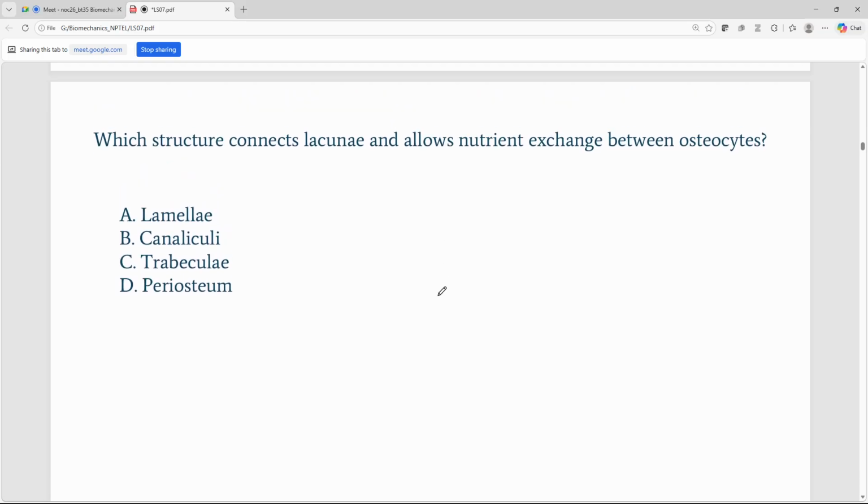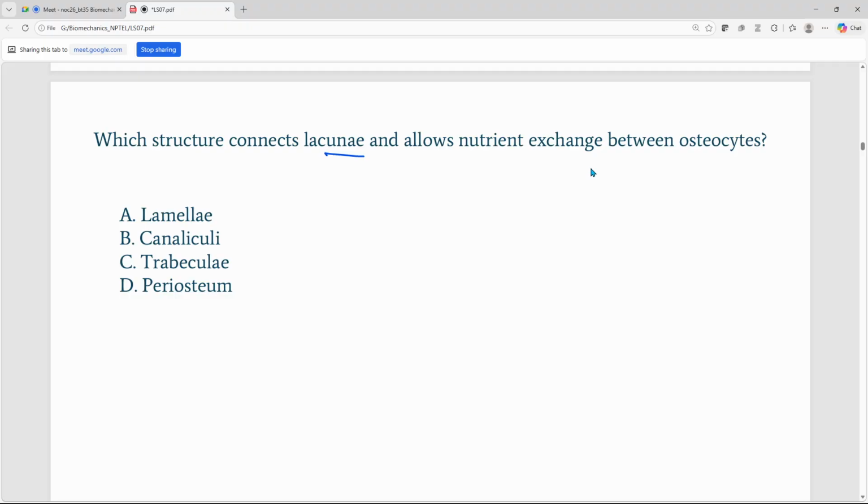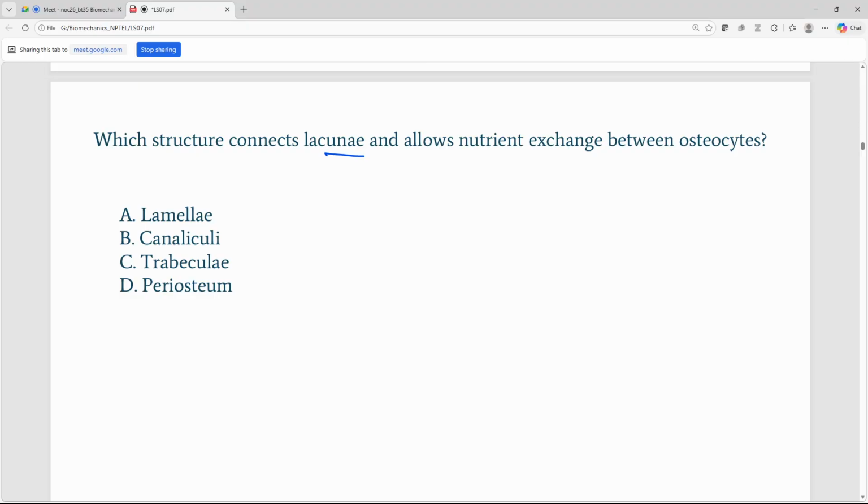Next question. Which structure connects lacunae and allows nutrient exchange between osteocytes? Options are option A, lamellae, option B, canaliculi, option C, trabeculae, option D, periosteum.